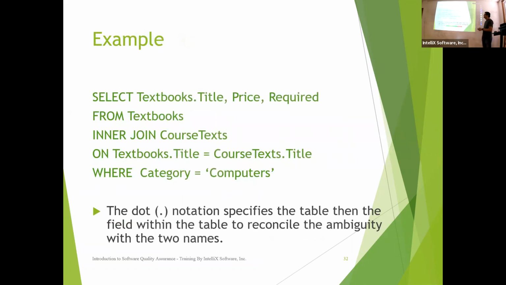I could have easily written textbooks.price and course text dot required, which is perfectly fine. The query will still return you a result, because these fields are unique in both tables. It does not exist in both tables. That's why SQL will still run.